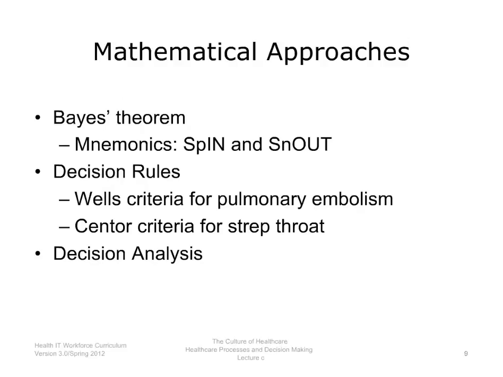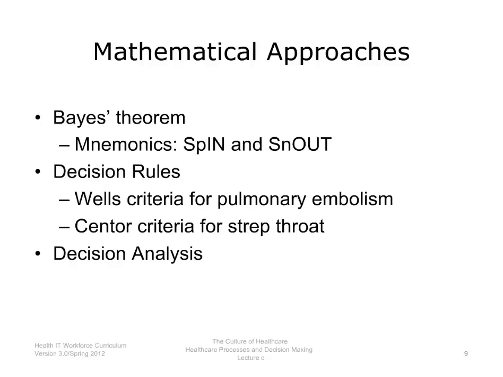Although not widely used in day-to-day clinical work, mathematical approaches to assist with diagnosis are employed informally in the clinic and formally in decision support systems and guidelines. Bayes' theorem has been widely used to help determine the probability of a condition given its prevalence in the population and the findings in a given patient. The mnemonics spin and snout are reminders that the specificity of a test indicates how useful it is for ruling a condition in, and the sensitivity of the test indicates how useful it is for ruling a condition out.